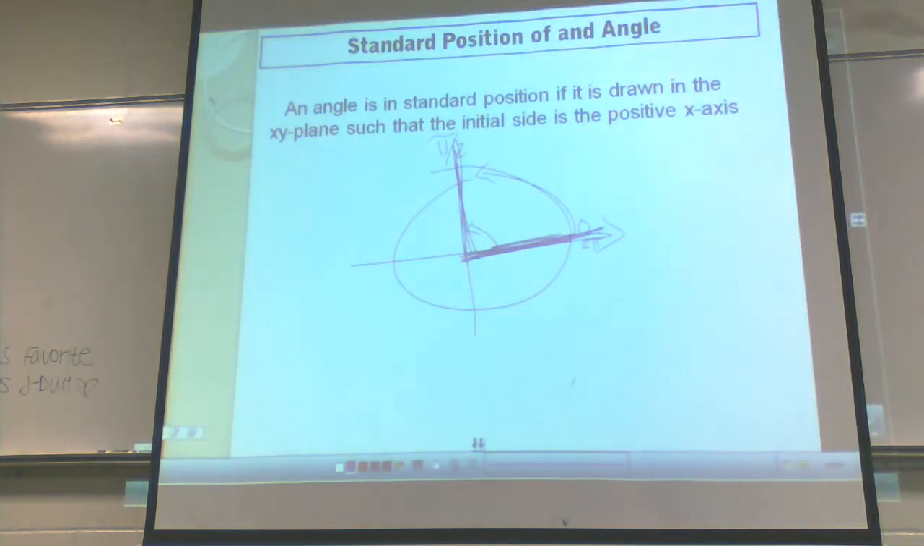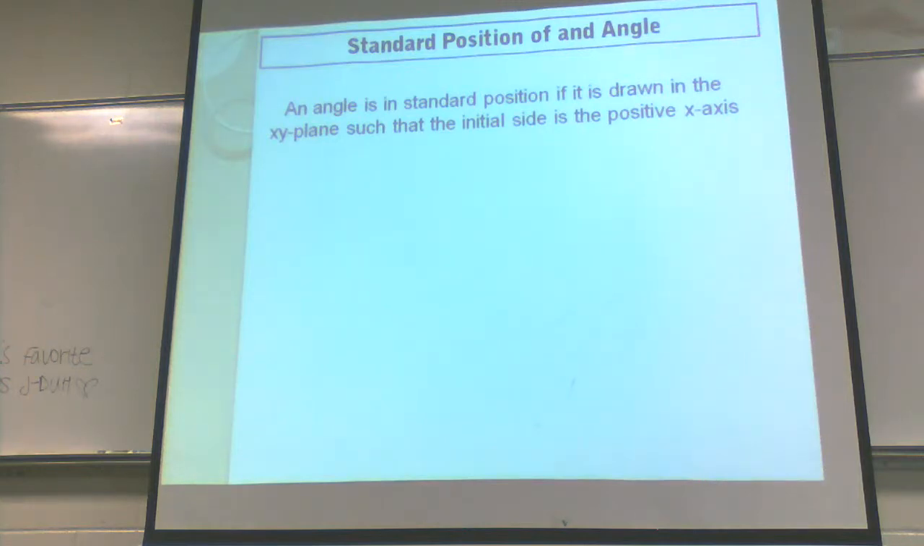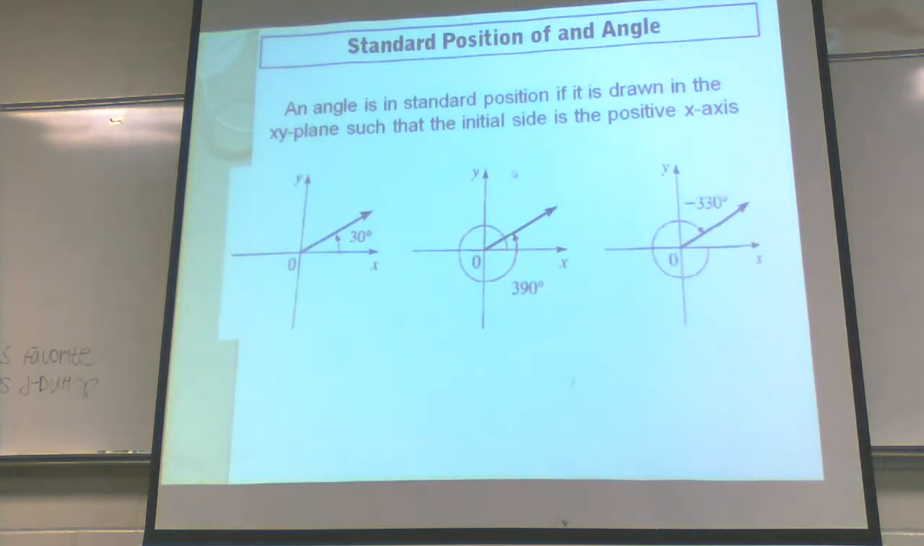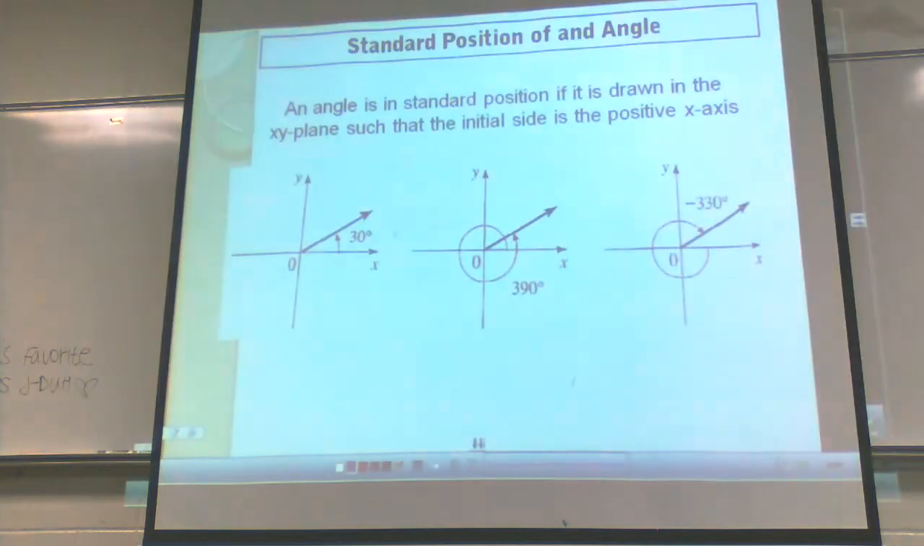So when they talk about standard position of an angle, all they're talking about is one side of the angle being the x-axis. And when they give you the number of degrees, it's just telling you how far to rotate around from that starting point.